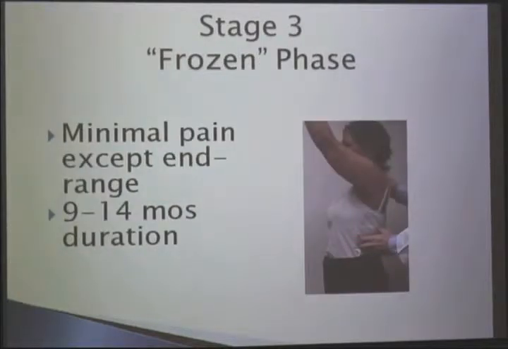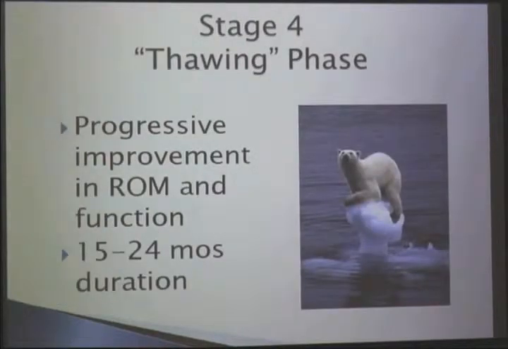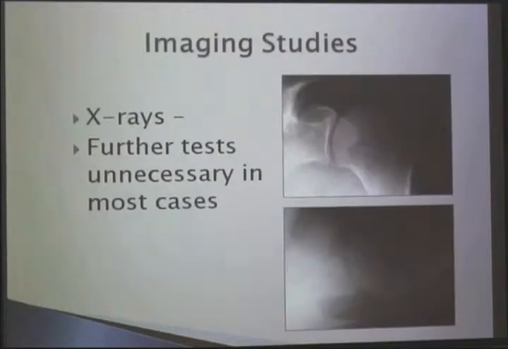In the frozen phase, once it's gotten to the end of the restriction, they don't typically have pain. But when they exceed the limits of their motion and reach out for something suddenly or have their motion forced beyond what they're comfortable with, they're going to have discomfort. In the thawing phase, there is progressive improvement. Most of the data suggests that gradual resolution of their restriction is inevitable in the vast majority of patients. I tell my patients that for the most part, this is a self-limiting disease.